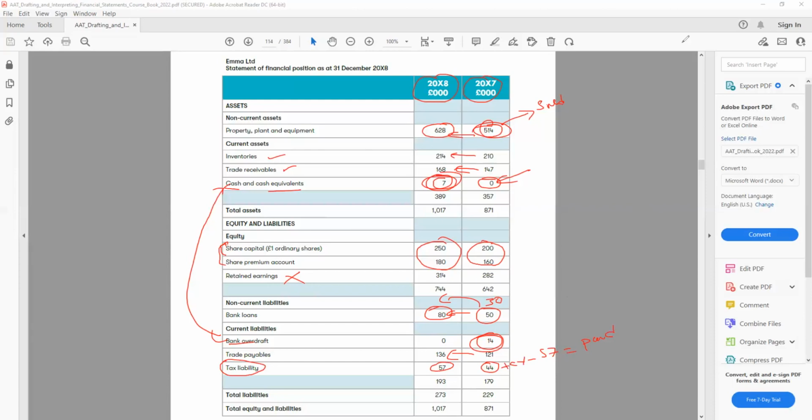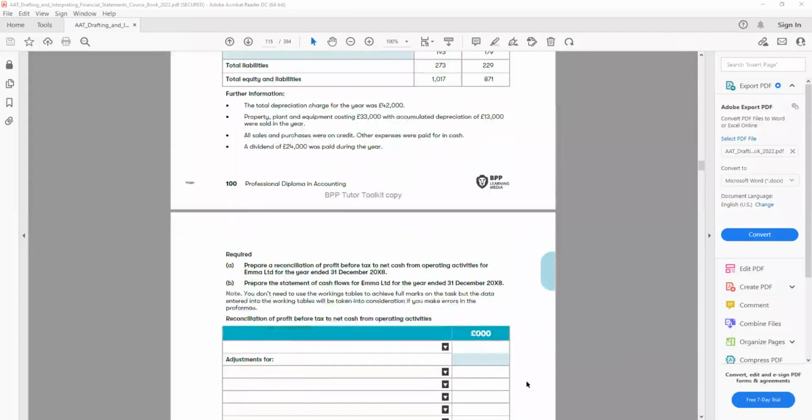And now, before we do that, just to read the further information we have. So let's quickly read that. The total depreciation charge for the year was 42,000. So that means the depreciation is already given. Property, plant and equipment costing 33,000 with accumulated depreciation of 13,000. So our cost was 33 and the depreciation is 13, and they were sold during the year. So we sold it during the year.